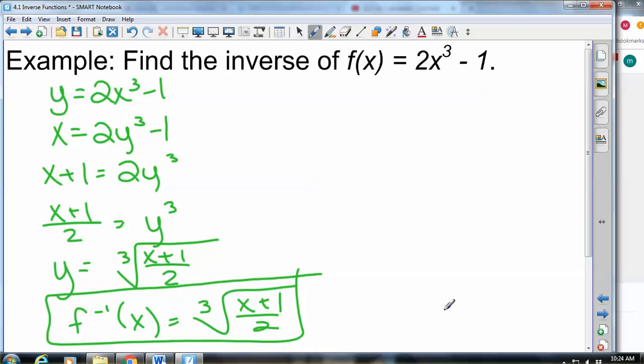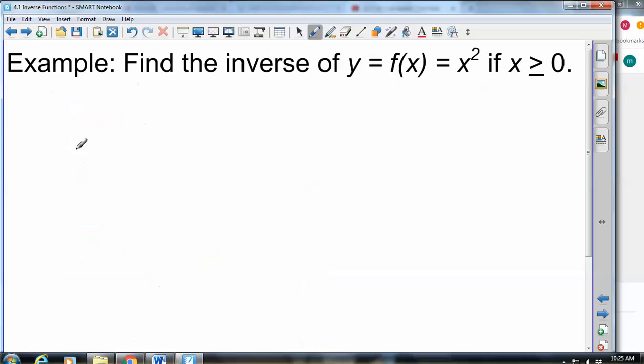I didn't ask for domain and range, but I could. What's the domain of the original? Negative infinity, positive infinity. The denominator, 2, is never 0. You can do the cube root of both positives and negatives, so the domain of the original is also negative infinity to infinity. So all 4 parts would be negative infinity to positive infinity here. Alright, last one.